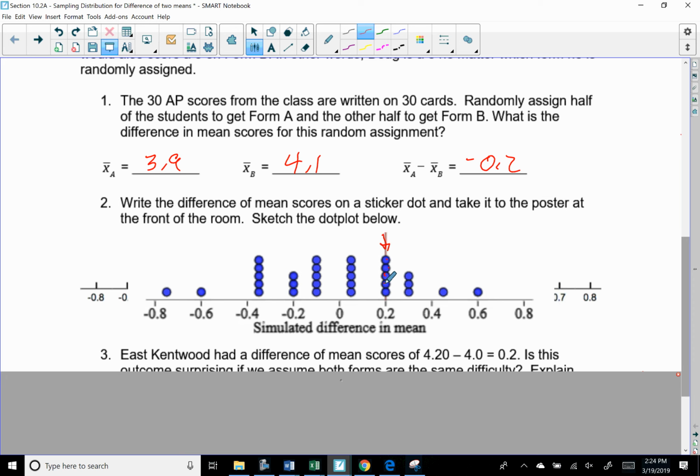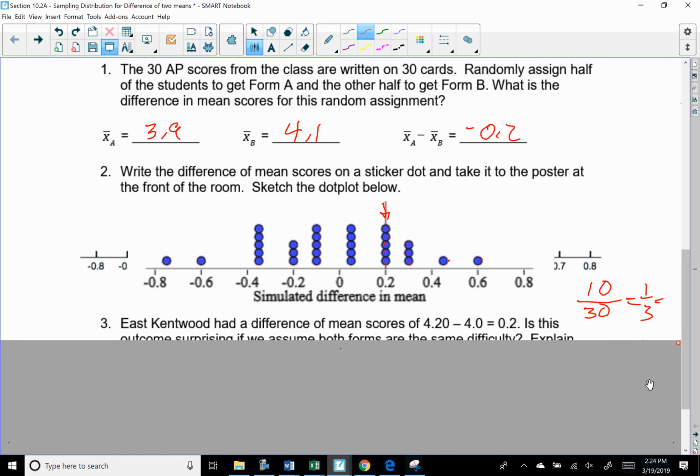So what we're able to find here is that starting at 0.2, there are 1, 2, 3, 4, 5, 6, 7, 8, 9, 10 dots, just like it said on the last page. 10 dots out of the 30 samples taken, 10 out of 30, that are a value of 0.2 or greater. So we get 1/3 or 0.33.